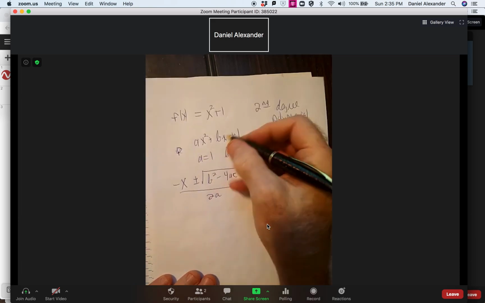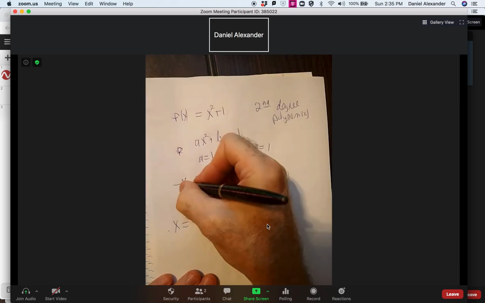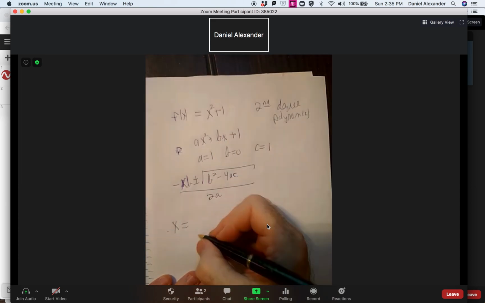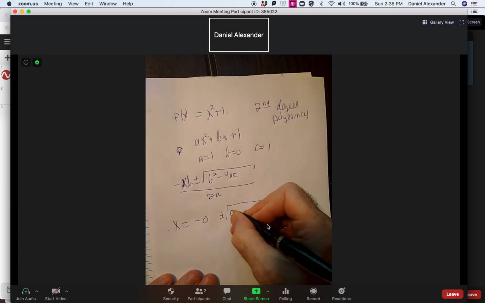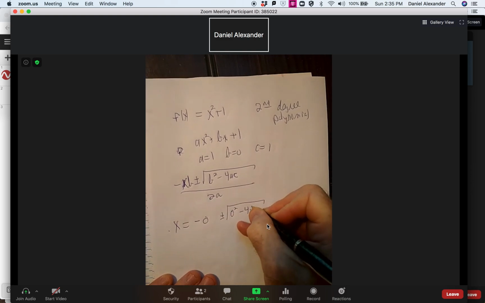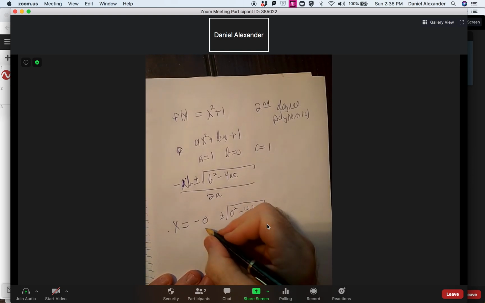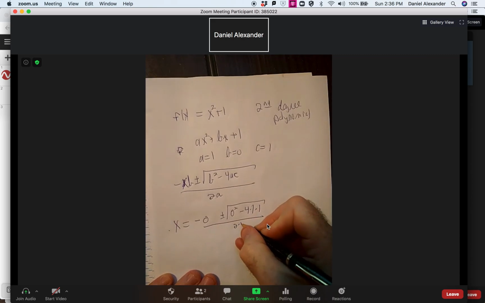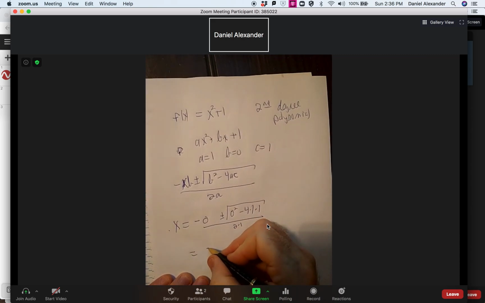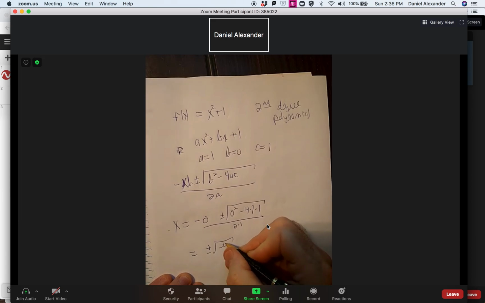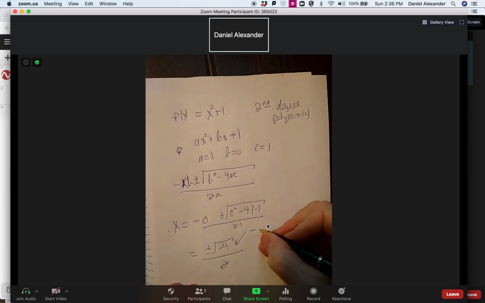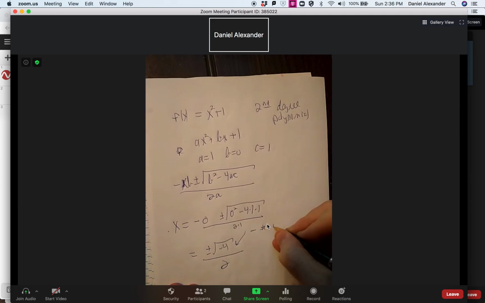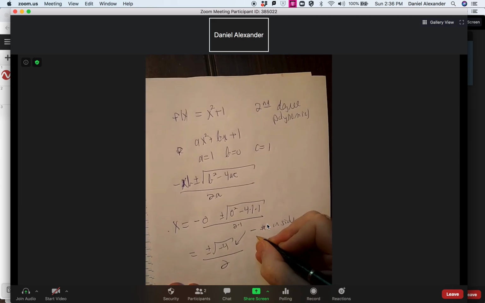Okay, so I do that here. I'm going to get x is minus b, which is 0, plus or minus the square root of 0 squared minus 4 times a, which is 1, times c, which is 1, all over 2 times 1. That's going to be equal to plus or minus the square root of minus 4 over 2. So we have a negative number inside the root, so no solution.